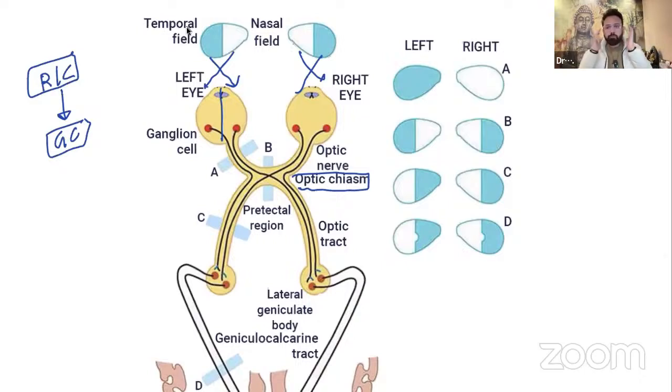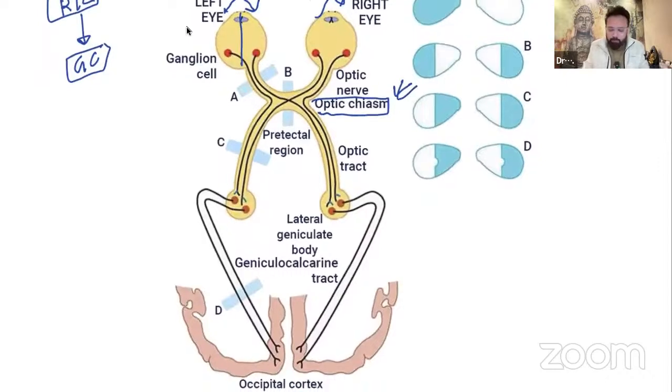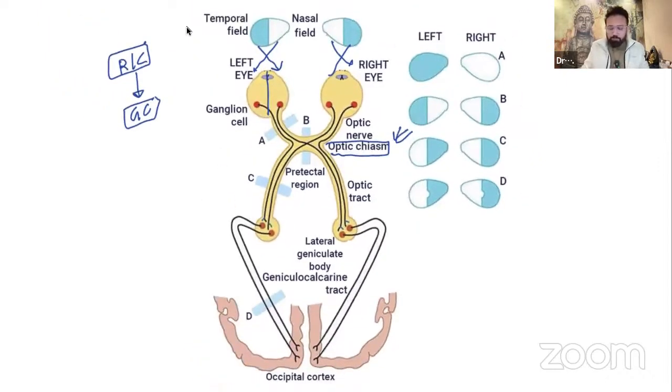So if light is coming from this side, it is temporal, and this is your nasal hemiretina. Now, after that, which is going to cross? It is your optic chiasma, doctors. Okay, optic chiasma, and then it will go to the lateral geniculate body, and then it goes to the occipital cortex.